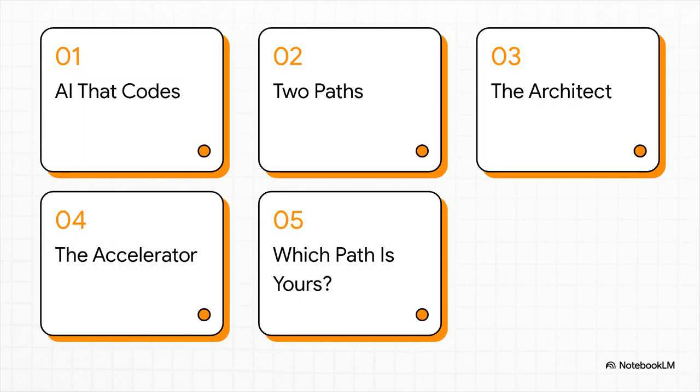Okay, so here's our game plan. We're going to kick things off with the big idea, then we'll dive into two different paths you can take to build your agent. We've got the architect path, that's the deep dive, and the accelerator path for when you need to move fast. By the end of this, you'll know exactly which one is for you.